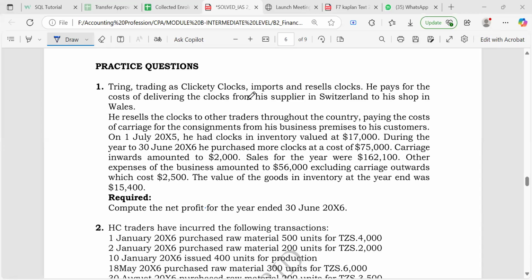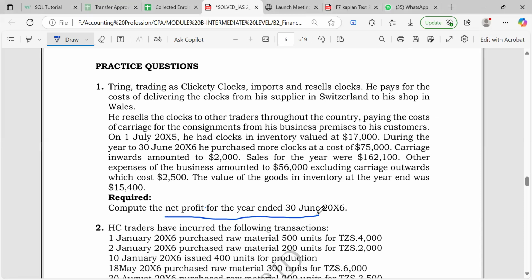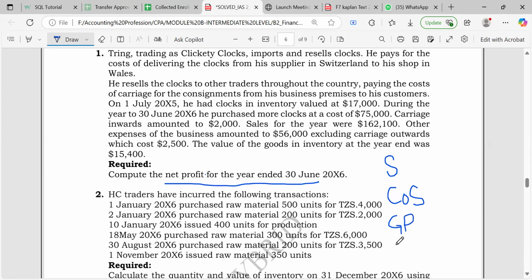So like I told you, carriage inwards would form part of cost of inventory, while carriage outwards will just be normal operating expenses. So that's why I told you, you need to get the net profit for the year. To get the net profit, in the normal statement, you usually take the sales, we deduct the cost of sales, and after getting that, we get the gross profit. And after gross profit, we deduct the operating expenses, yes, that's what we do.